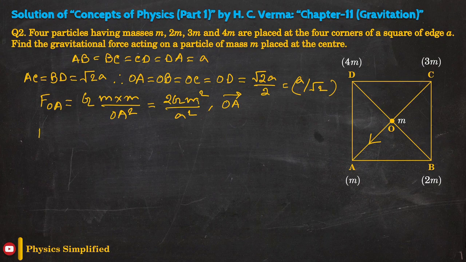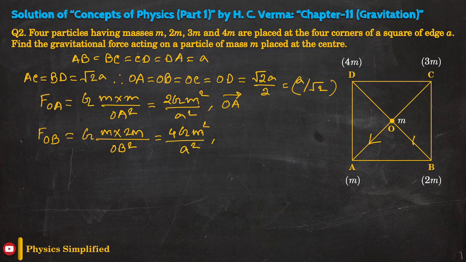Similarly, let us calculate the force exerted by the mass 2m at B on the mass m at O. So it will be F_OB is equal to again G into the product of the two masses, that is m into 2m, divided by the distance squared, OB square. OB is equal to small a by root 2. So if we substitute, we will get 4Gm square divided by small a square. Again, the force is attractive in nature, so the direction of the force will be from O to B.